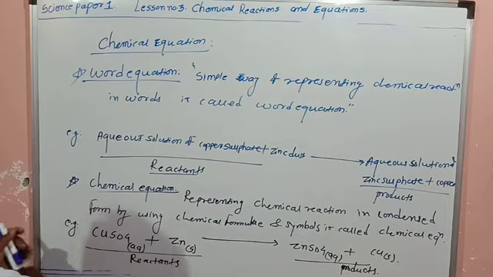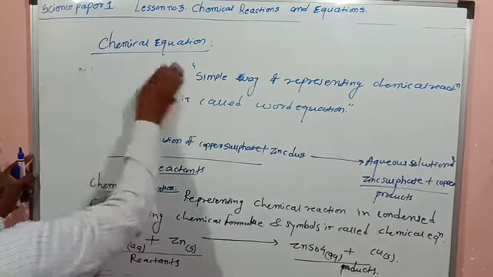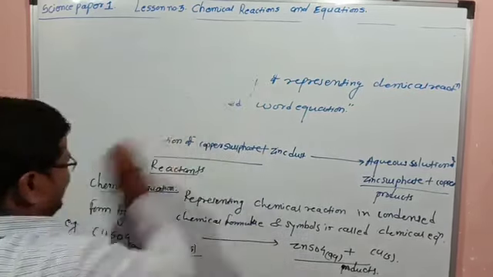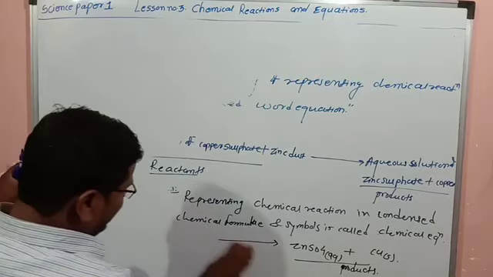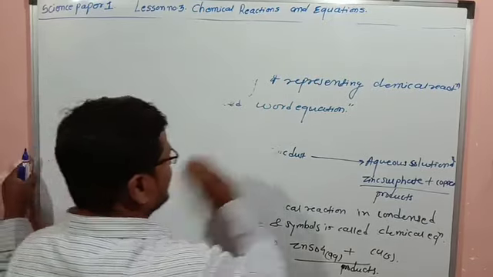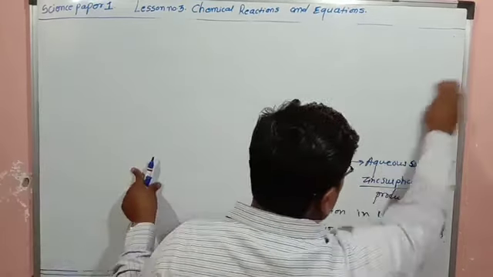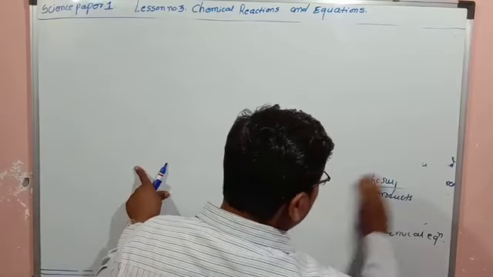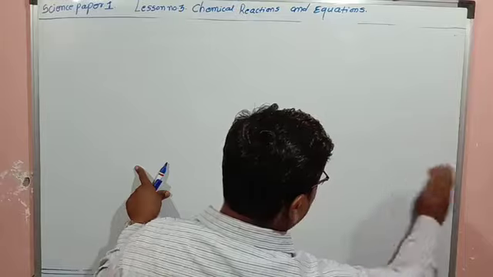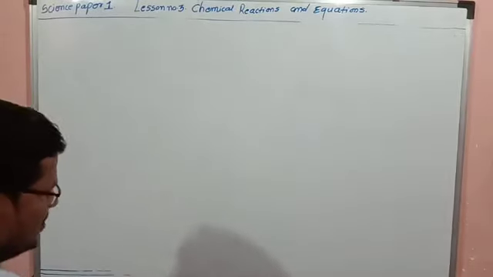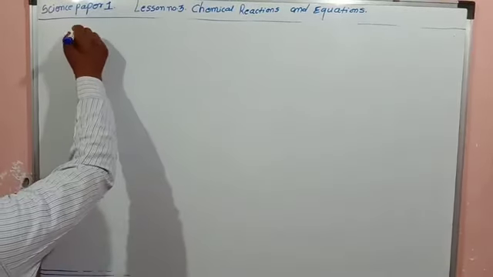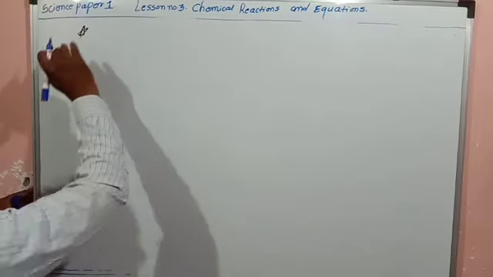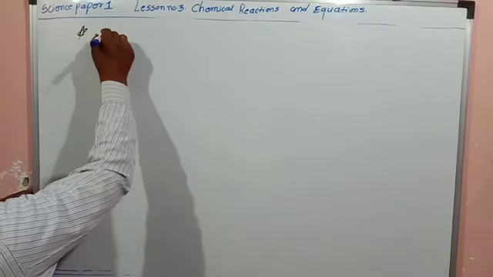Next point we are going to learn: sign conventions to write the chemical reaction, or ways of writing the chemical reaction. So there are 7-8 points in the sign convention, and those points we are going to learn. The first point is there.